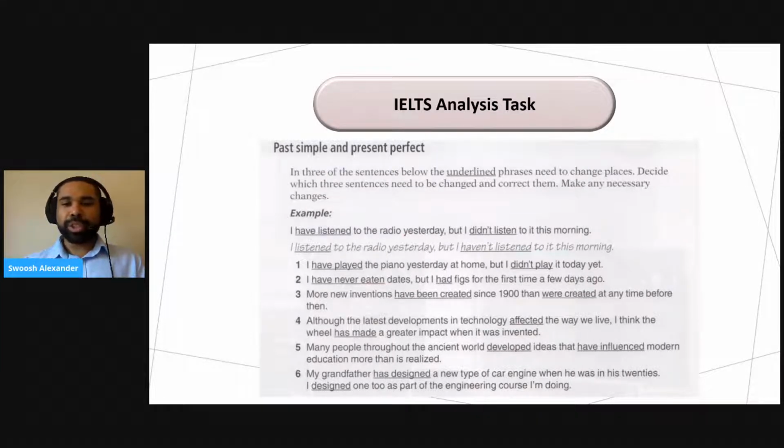Okay, so for this first one then, this would be incorrect for the same reasons as the sentence before. So I played the piano yesterday. Remember, yesterday began and ended in the past. So we should use the past simple. But I haven't played it today yet. Well, today continues. So actually, this is something which could change today, isn't it? It's a situation that could change. I haven't played it today.